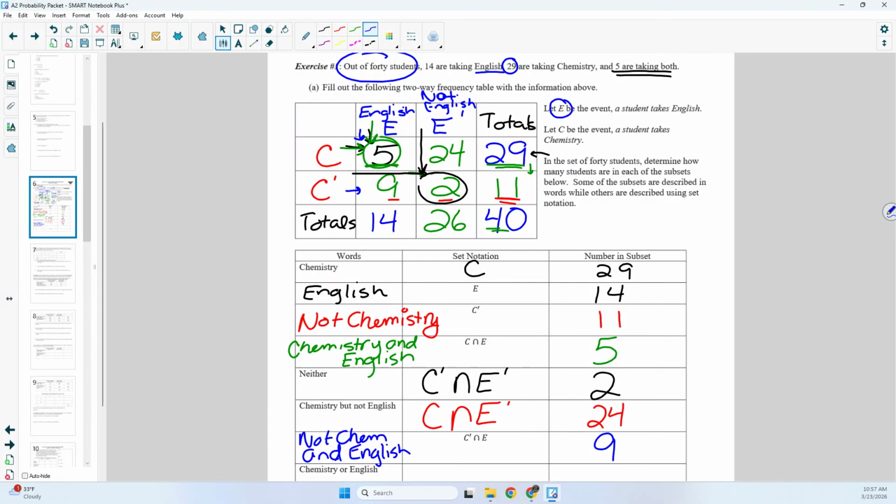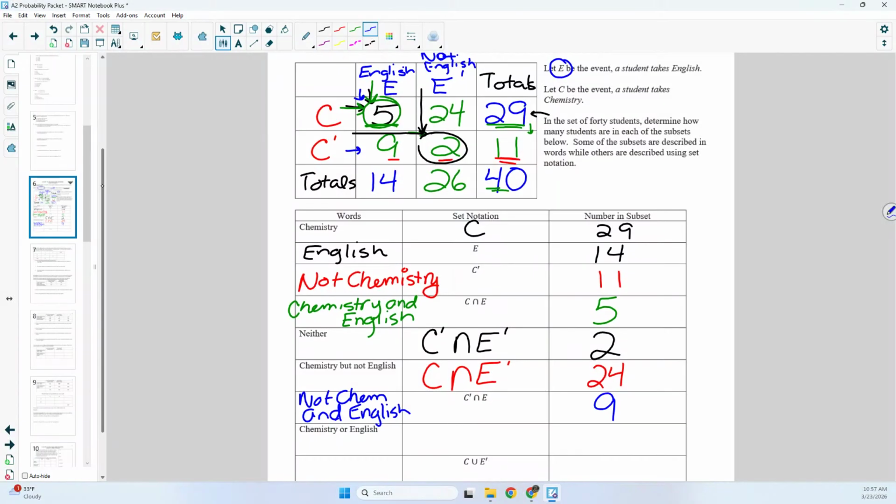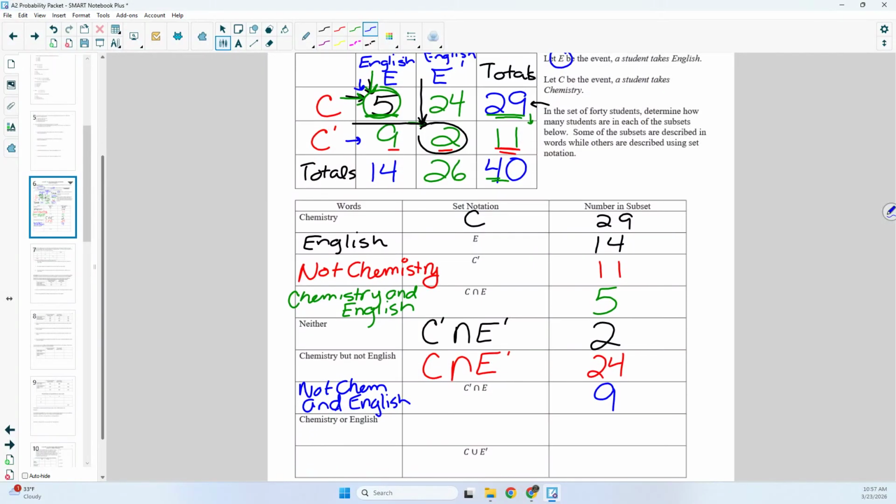Now the next two are unions because we have the word or, and they're a little trickier to figure out. So chemistry or English. So first off, notation-wise, that's chemistry union English. So that means when we unite something, we want everyone that's in either one. So the total in chemistry is 29, and the total in English is 14. And as you're listening to these notes, it's really important that you go and locate these numbers because that'll help you see what's going on.